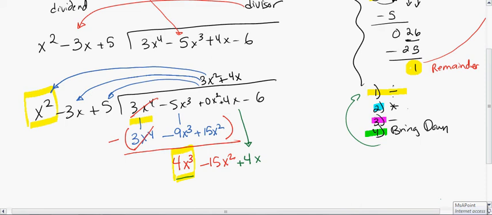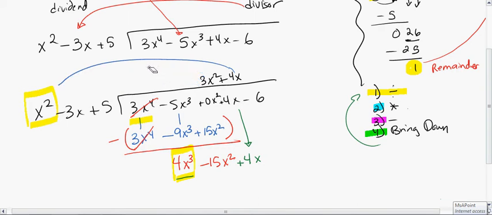Now I'm going to multiply. 4x times x squared is 4x cubed. 4x times a negative 3x is negative 12x squared. And 4x times 5 is 20x, plus 20x. All right, that's the multiplying step.